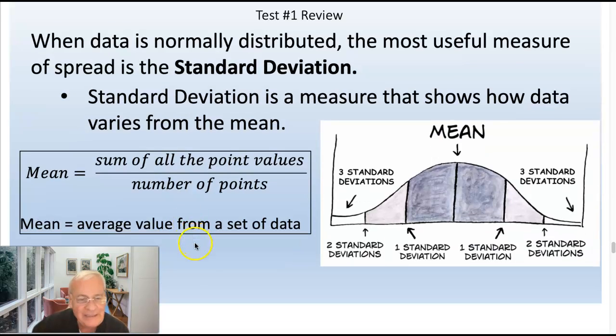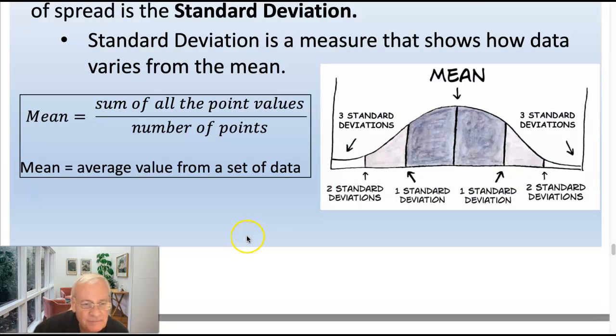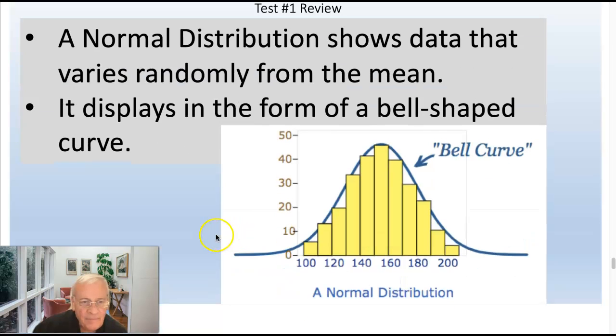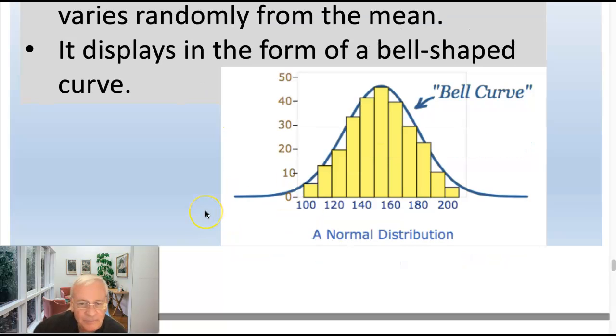And when data is normally distributed, the most useful measure of spread is the standard deviation. All right, it's a measure that shows how data varies from the mean. Okay, and it kind of quantifies. We can go 1 standard deviation, 2 standard deviations, okay? Again, normal distribution shows data that varies randomly from the mean, shaped like a bell.